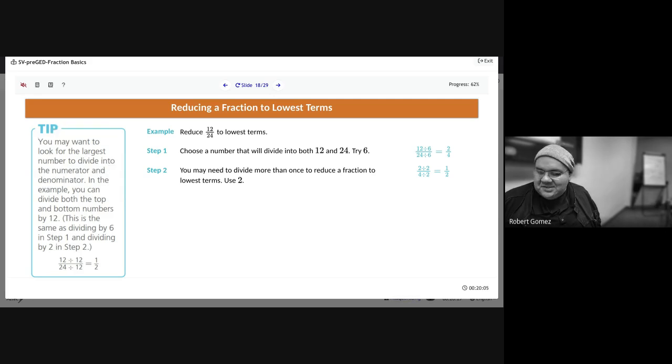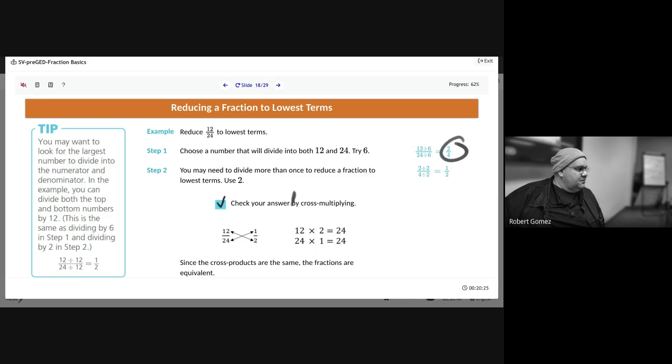Because if I use 6, look what happens. It's going to give me 2 over 4, and guess what I'm going to have to do? Do it again. I'm going to have to reduce again. So if you can find the highest number that will divide into both, that's even better because the higher the number, the lower the fraction.